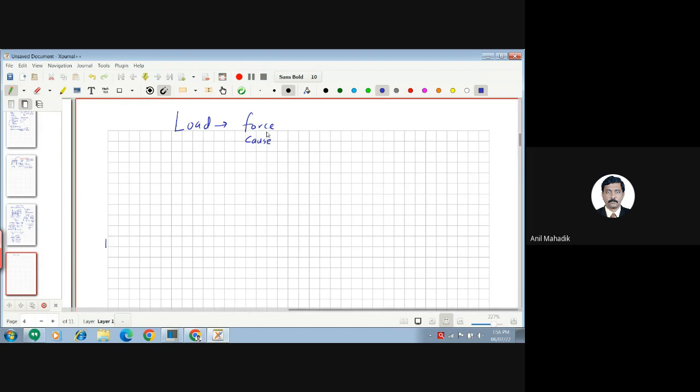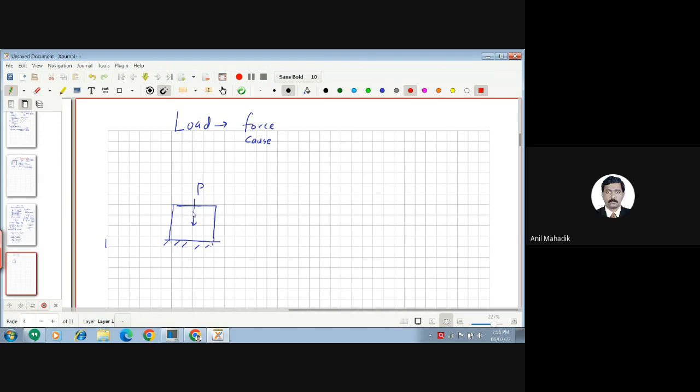So what happens due to the force? If there is one block, and let's say this block has a self weight. We can say self weight is P. So what will happen due to this? What will be the effect on this due to this weight? There will be a reaction. No, I'm just asking you the effect.